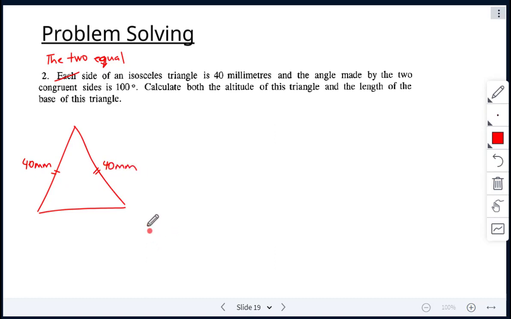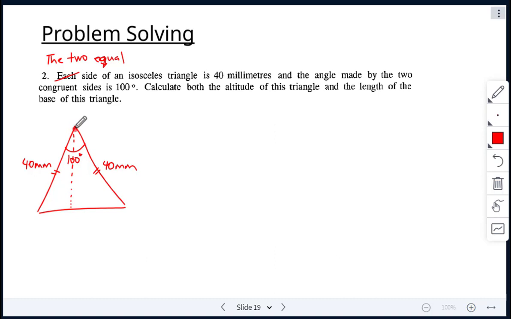All right, then it tells us that the angle made by the two congruent sides, so these are the two congruent sides, the angle made here is 100 degrees. Okay, so that's 100 degrees there. And now we have to calculate both the altitude of this triangle and the length of the base. So basically, we are looking for the altitude. So I'm just going to go down like this. That would be the altitude of the triangle.